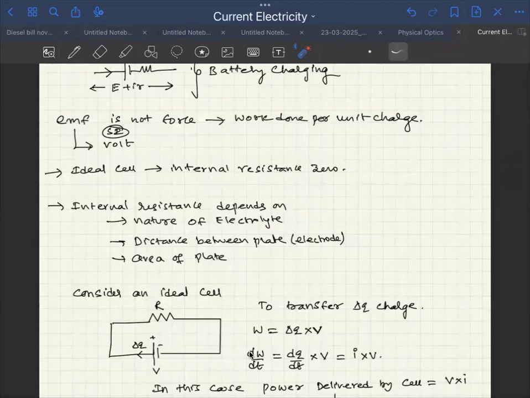One, nature of the electrolyte. Two, distance between the plates. Three, area of the plates. I repeat, the internal resistance of a cell depends on number one, nature of electrolyte; two, distance between the plates; three, area of the plates.